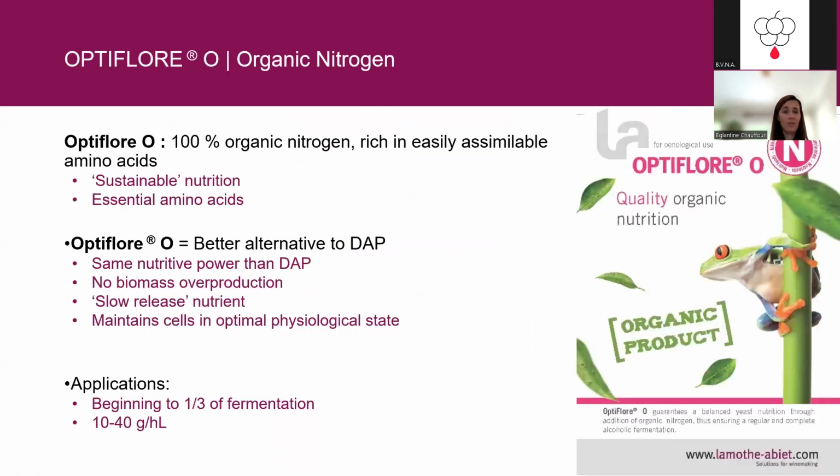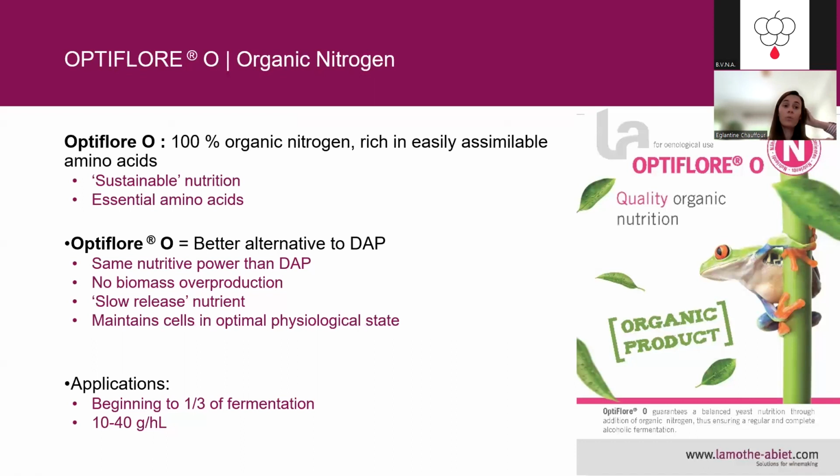So now let me talk to you a little bit about our nutrient that is focused on organic nitrogen. So organic nitrogen is amino acids. Optiflor O, which is 100% amino acids, organic nitrogen. There is some of the essential amino acids here, but we really focus on the easily assimilable amino acids, the little ones that go through passive diffusion, so the yeast can actually assimilate these nutrients all the way through fermentation. You don't have to put it only at the beginning.